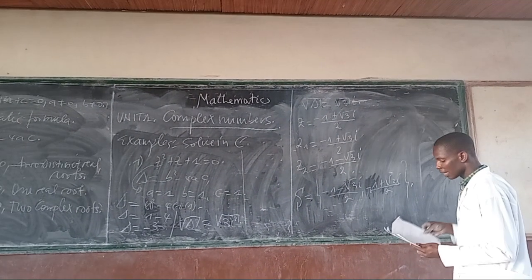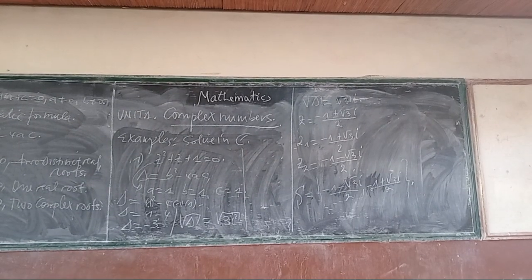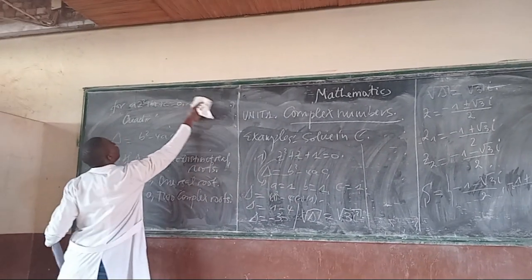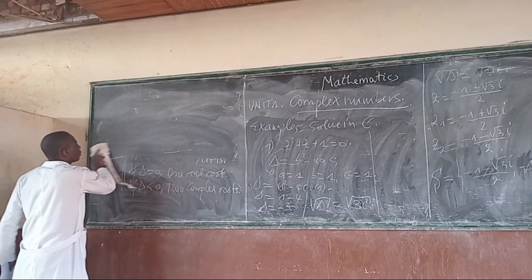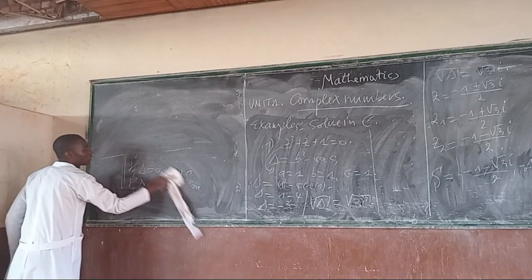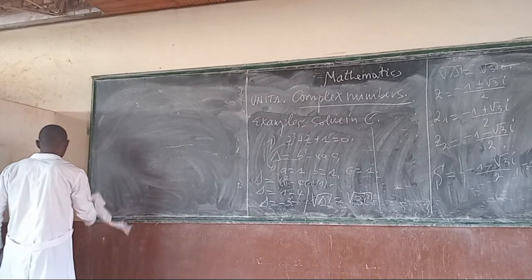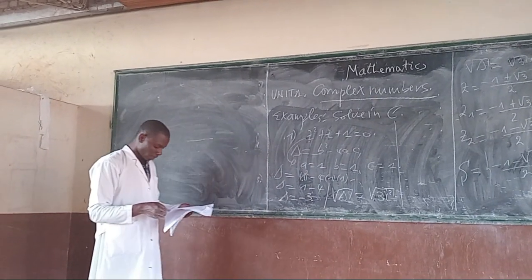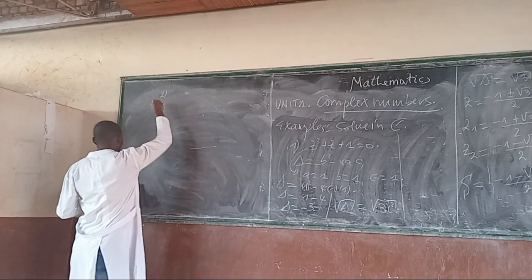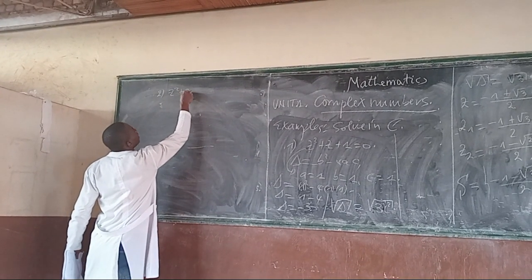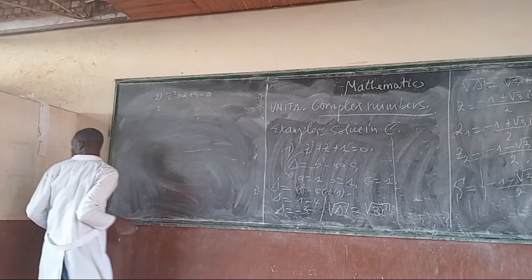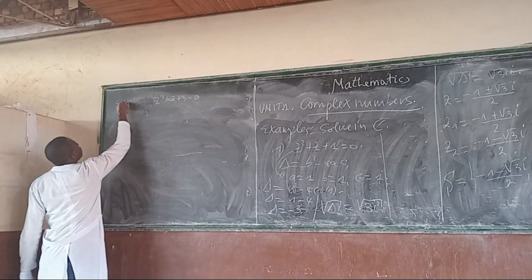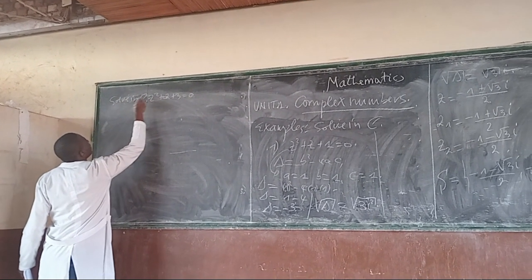Now, here is another question you can solve. Let's say, for example, we are asked to find the solution of this equation in a set of complex numbers. What does this mean? Let's solve question number 2: z squared plus z plus 3 is equal to 0. When you have this kind of equation, you have to solve in a set of complex numbers.